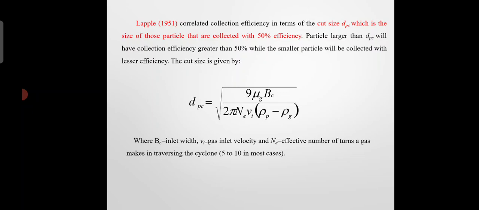So according to Lapple, the removal efficiency is given as dPc. This is the diameter of the particle that can be removed, which is equal to the square root of 9 mu g Bc divided by 2 pi Ne Vi into (rho p minus rho g). Bc is the inlet width of the cyclone chamber, and Vi is the gas inlet velocity. Ne is the effective number of turns a gas makes in traversing the cyclone. So it is around 5 to 10 in most cases.